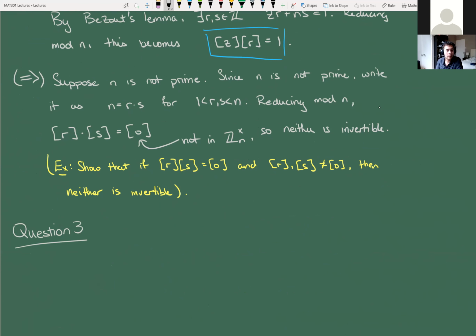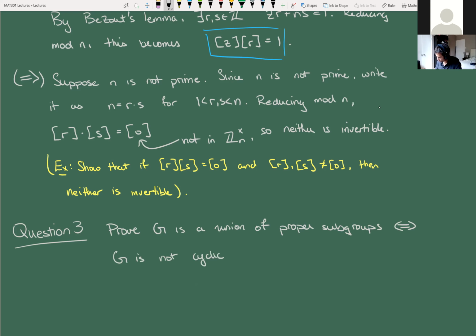So again, what's the question asking? Prove that G is a union of proper subgroups if and only if it is not cyclic. I feel like, for the sake of my recording, I should have written this out before. So: G is a union of proper subgroups if and only if G is not cyclic.